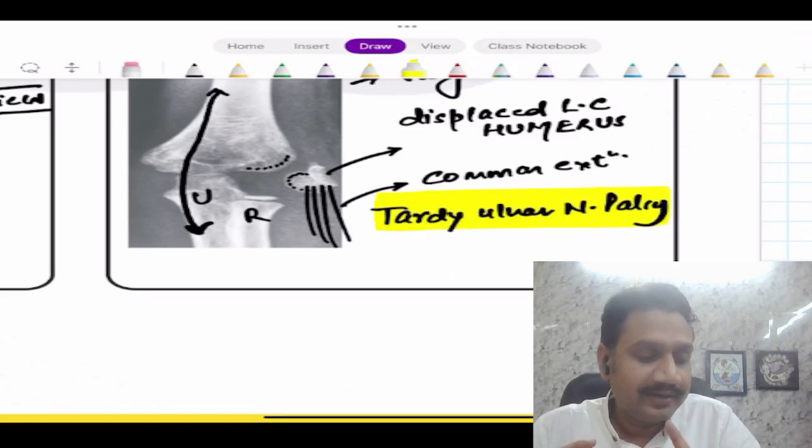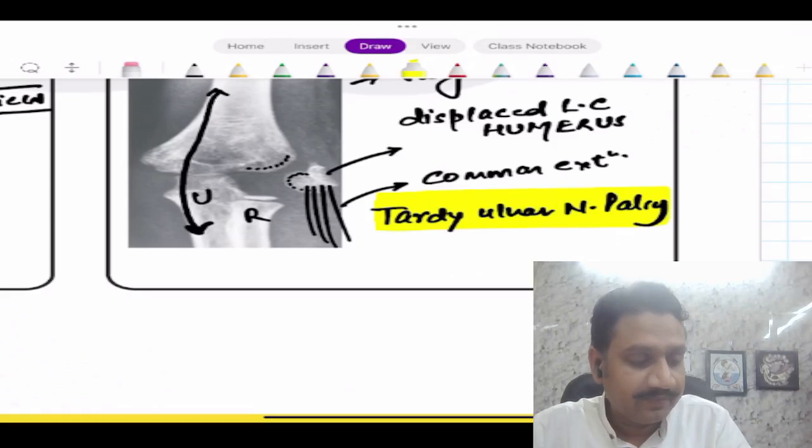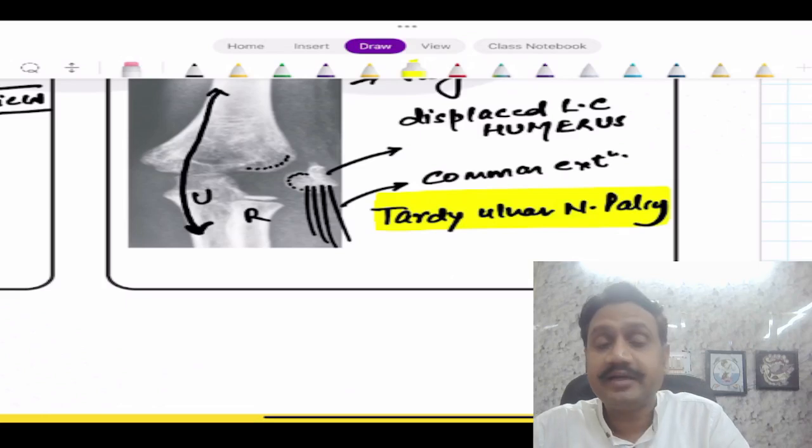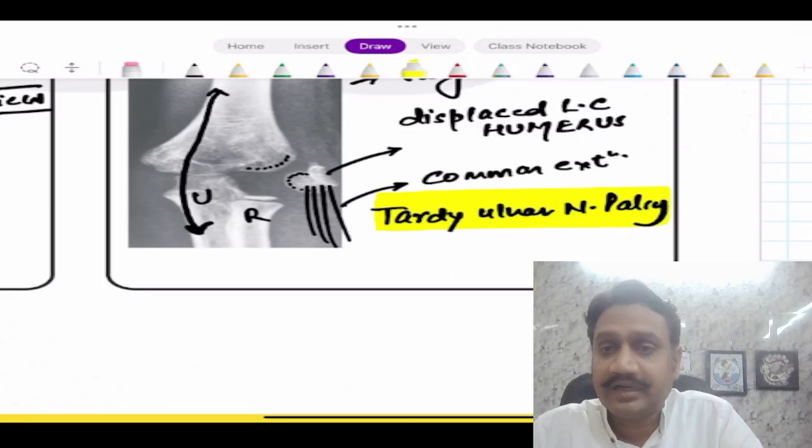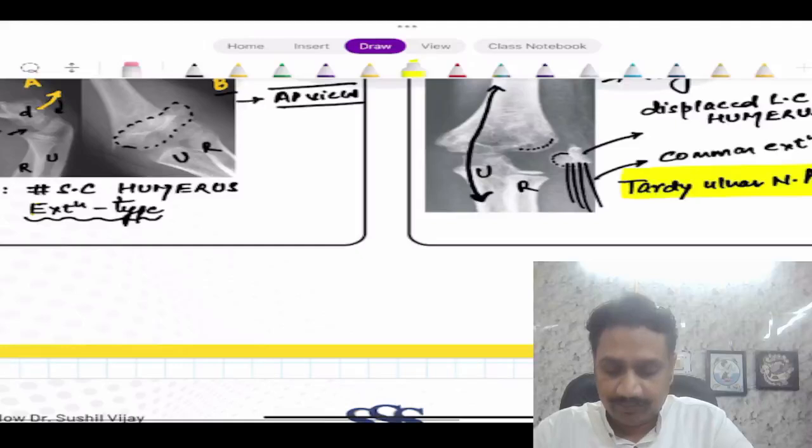You should know the lateral condyle is related. Yes, Prachi, absolutely correct. It is tardy ulnar nerve palsy. Perfect. So you all should be very, very clear how the lateral condyle is related to what kind of injury. You should be very, very clear with that. Okay, so tardy ulnar nerve palsy.